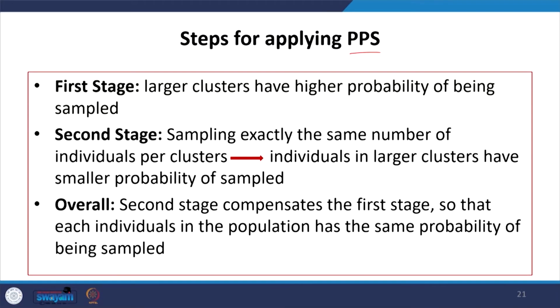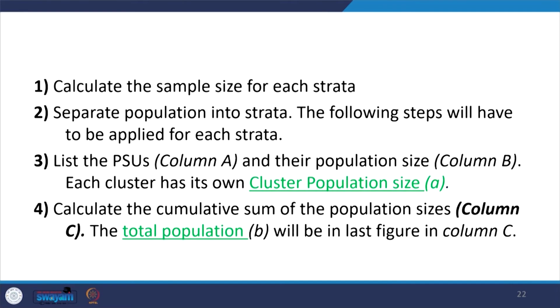After saying all this about sample size determination, now we are categorically emphasizing PPS, probability proportional to size sampling. There are some steps involved in PPS. First stage: larger clusters have a higher probability of being sampled. Second stage: sampling exactly the same number of individuals per cluster. The individuals in larger clusters have a smaller probability of being sampled. Overall, the second stage compensates for the first stage, so that each individual in the population has the same probability of being sampled.